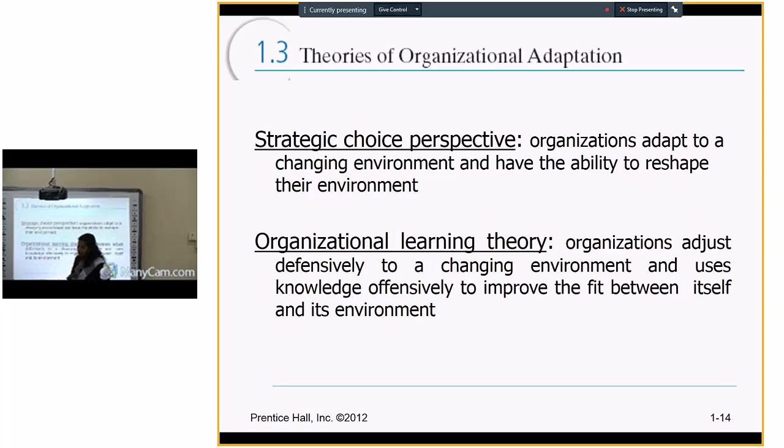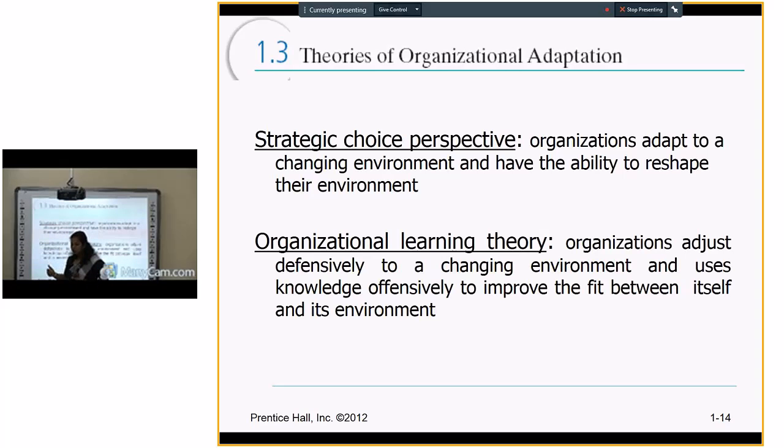In organizational learning theory, the question is how we adjust to the environment. The organization adjusts defensively to a changing environment. That means we have a defensive capacity. Although there is globalization, e-commerce facilities are available, and e-technology is going on, we have the potential to adjust to the changing environment.